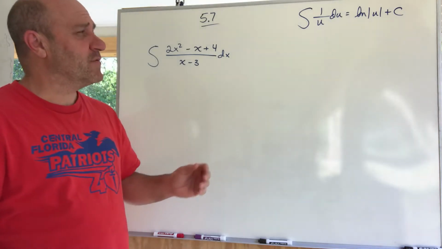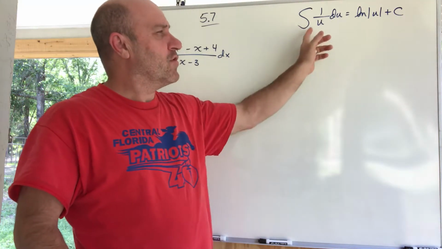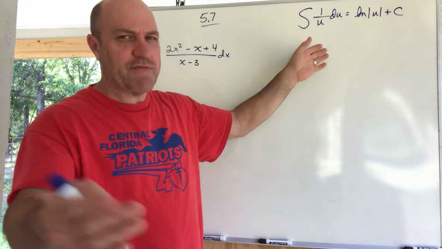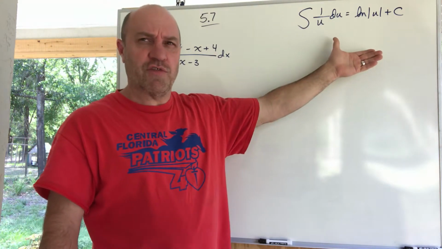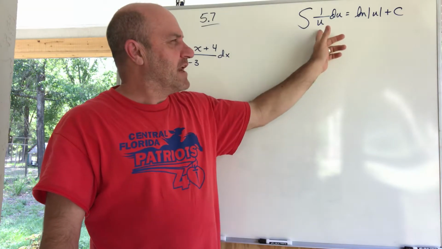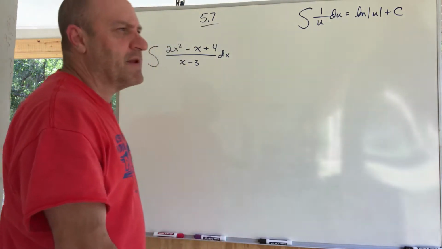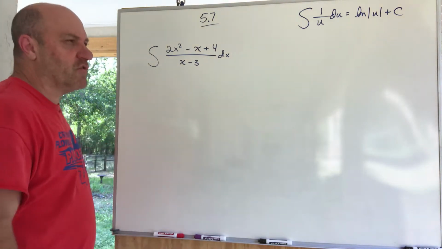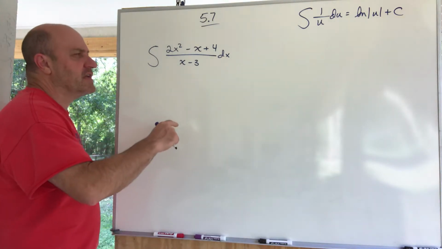We were dealing with a lot with this integral, 1 over u du, a lot of u substitution, but in 5.7 they particularly show you this. So a lot of u substitution involves the denominator. This one could be like that, but there's a little twist on this one. I want to teach you this.